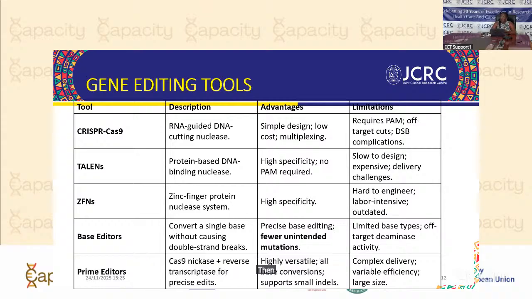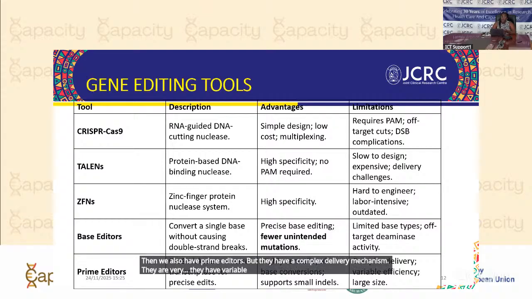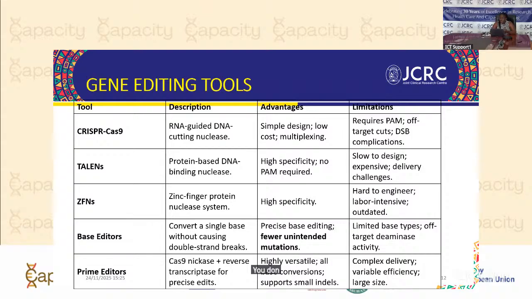Then we also have prime editors, but they have a complex delivery mechanism. They have variable efficiency. That means you don't have guarantee of how it would work, and they are large. So if you also add the genetic cargo, that means that they are most likely not going to be taken up by the cells that you're targeting.